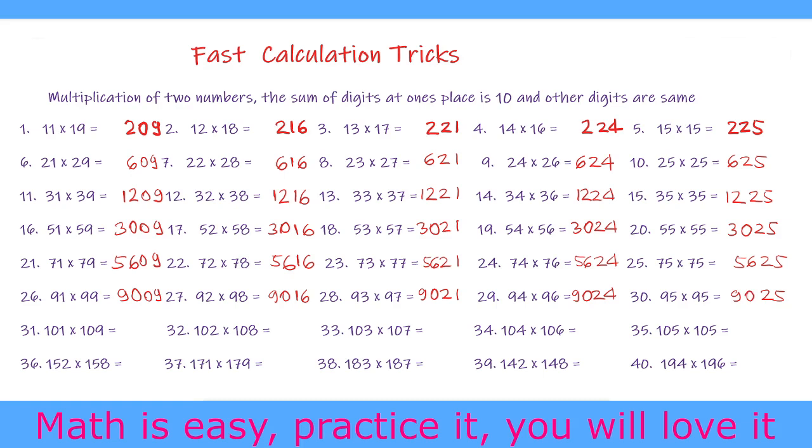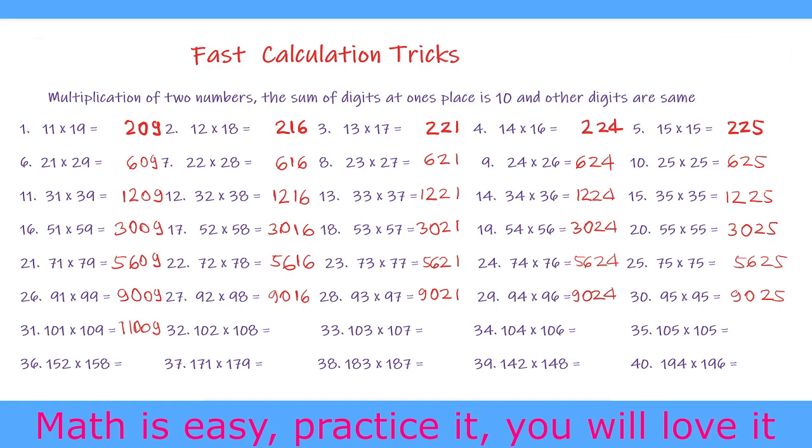Now we go to 101 multiplied by 109. Here again we see that the sum of the digit at one's place is 10 and other two digits are 10 in both the numbers. So 1 multiplied by 9 is 09 and 10 multiplied by next higher number is 11. So 11 multiplied by 10 is 110. So our multiplication of 101 multiplied by 109 is 11,009.